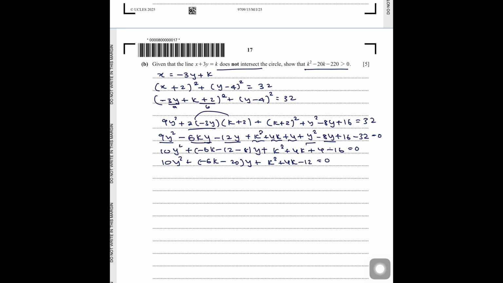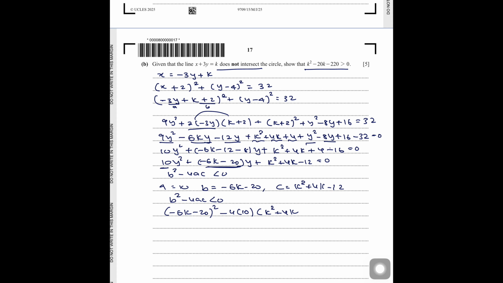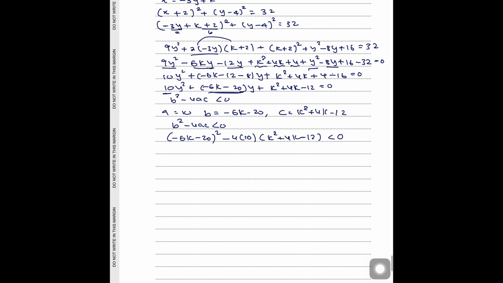They do not intersect, which means b squared minus 4ac is less than 0. So a is 10, b is negative 6k minus 20, and c is k squared plus 4k minus 12. So b squared minus 4ac less than 0: (negative 6k minus 20) squared minus 4 times 10 times (k squared plus 4k minus 12) less than 0. So I'm expanding this again.